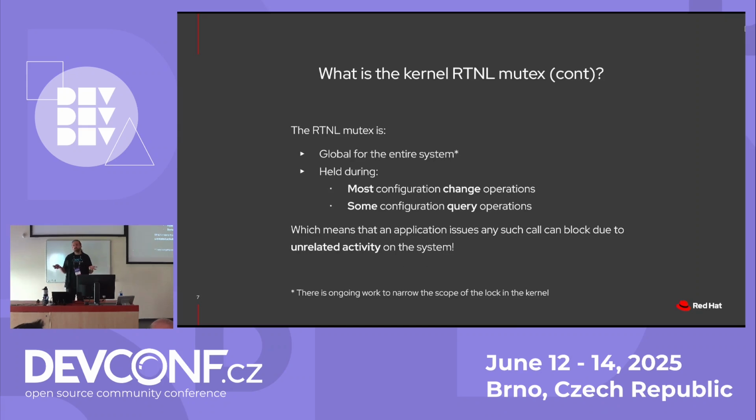The RTNL mutex is global for the entire system, with the caveat that there's ongoing work to reduce the scope because of issues like this. But historically, it's been global for the entire system. It is held during most configuration change operations, and some query operations will also take the lock to make sure that they get consistent state. So, for example, if you're getting 2 different kinds of state, you can't just read it. And historically, it's easier to just take the lock, read, and query.